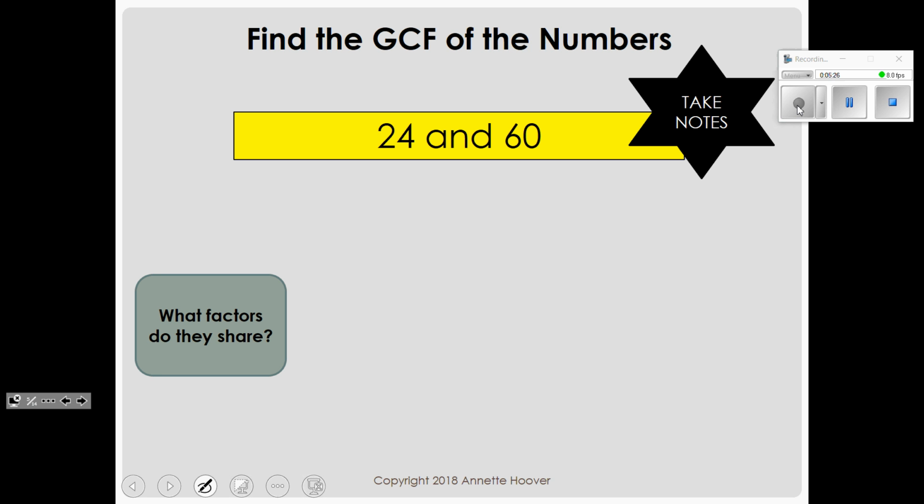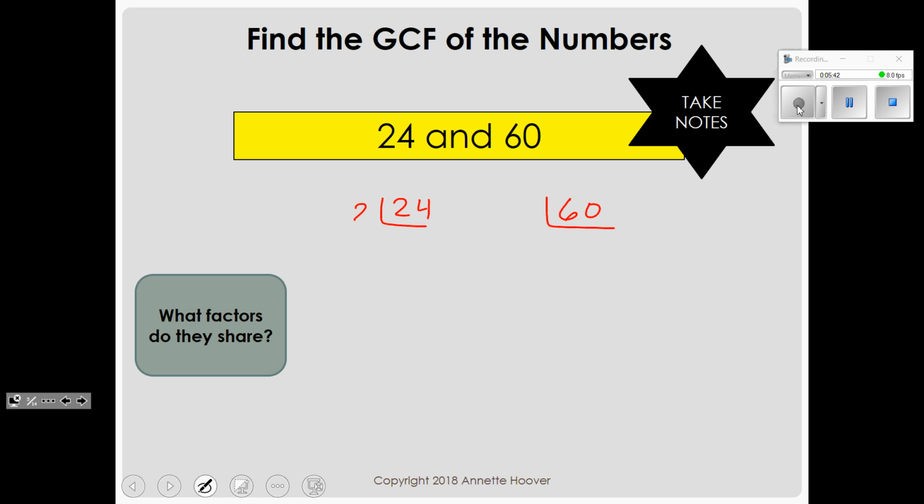So if you looked up at 24 and 60 and were to guess what you think the greatest common factor is, I don't know what you would guess, but we're going to figure it out. I'll show you a method in case you do not know how to do that. We're going to find the prime factorization for both numbers first.